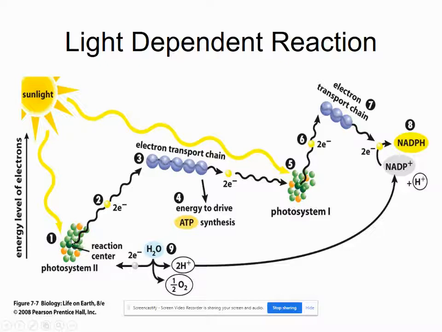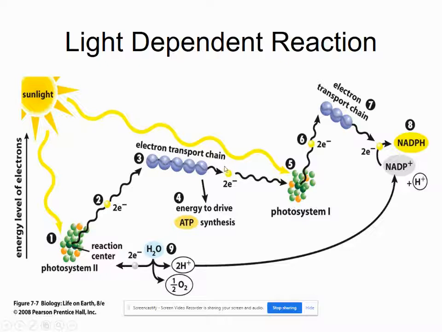Those high-energy electrons are then sent through an electron transport chain along the thylakoid membrane, generating a proton gradient inside the lumen of the thylakoid, which is used to drive ATP synthase and chemiosmosis. To replace the lost electrons so that new electrons can be energized, water is split, providing two electrons that will then be energized from the sun and sent through the electron transport chain.